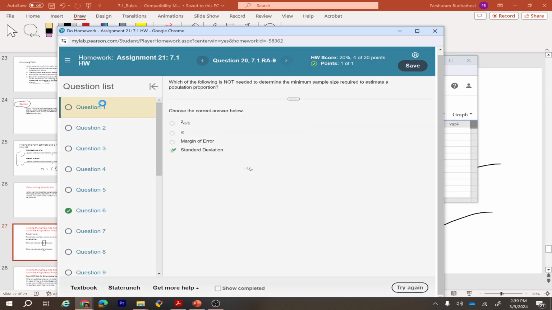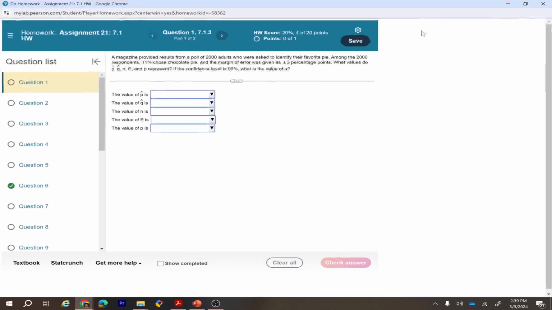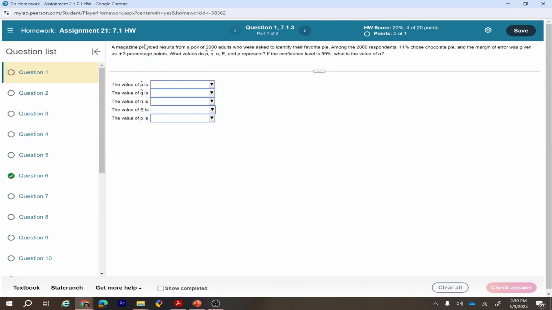Okay, let's look at some examples from here. A magazine provided results from a poll of 2,000 adults who were asked to identify their favorite pie. Among the 2,000 respondents, 11% chose chocolate pie, and the margin of error was given as plus or minus 3 percentage points. What values do p-hat, q-hat, n, E, and p represent? We need to find their meaning properly.